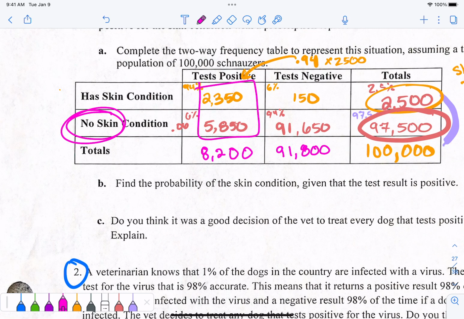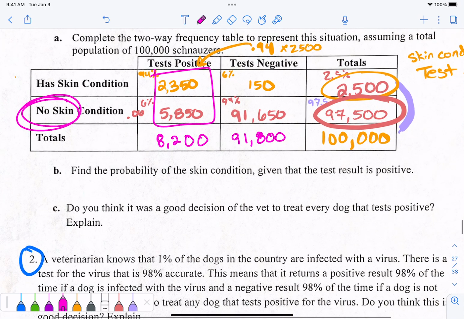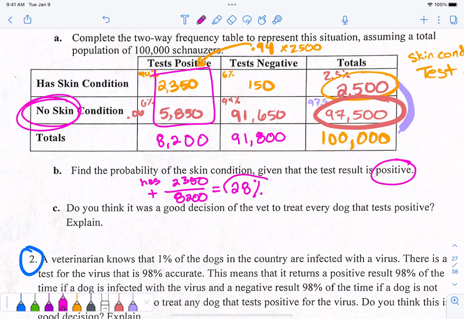So let's answer some questions. We have our breakdowns of our totals here. Find the probability of the skin condition given that the result is positive. So how many dogs are positive? 8,200. Now, of those, how many have the skin condition? 2350. Okay, what percent is that? We're doing has over positive. What's 2350 divided by 8,200? 0.28. So 28%. Okay. All right.